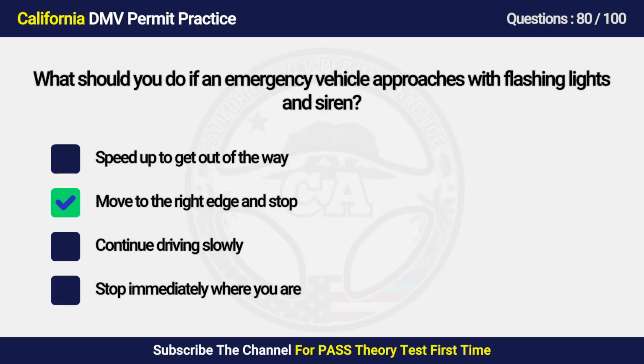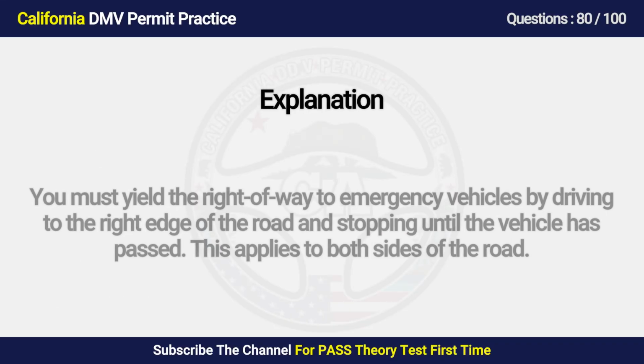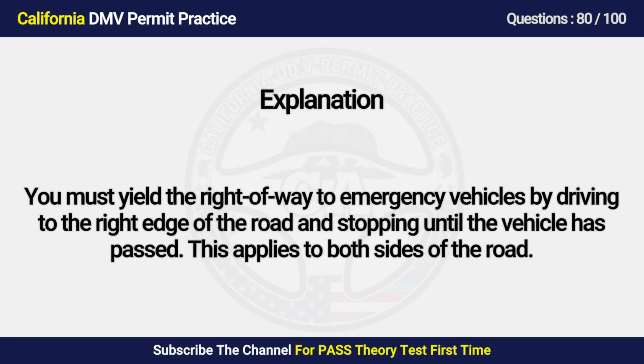Answer is B. Move to the right edge and stop. You must yield to emergency vehicles by driving to the right edge of the road and stopping until the vehicle has passed. This applies to both sides of the road.